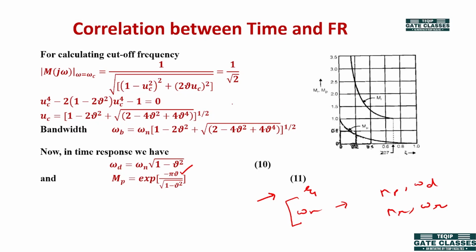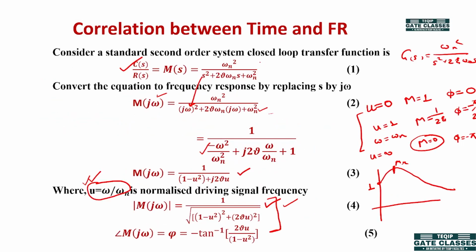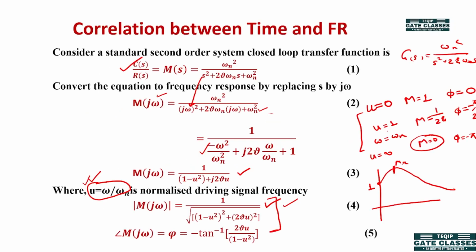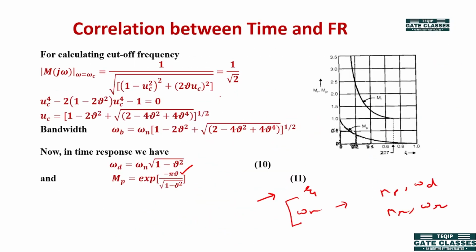Similarly, we can calculate the bandwidth also. For bandwidth, as we have seen in this graph, this value is around 0.707, that is 1 by root 2. So we put the magnitude at which this value becomes 1 by root 2. The frequency is called the bandwidth. Once we calculate this, we get this value. So this is our bandwidth: omega b is equal to omega n times [1 minus 2 zeta square plus under root 2 minus 4 zeta square plus 4 zeta to the power 4] to the power 1 by 2. So this is our bandwidth.